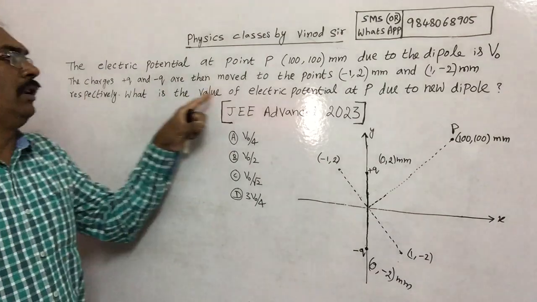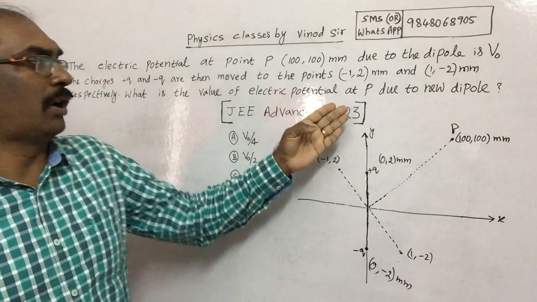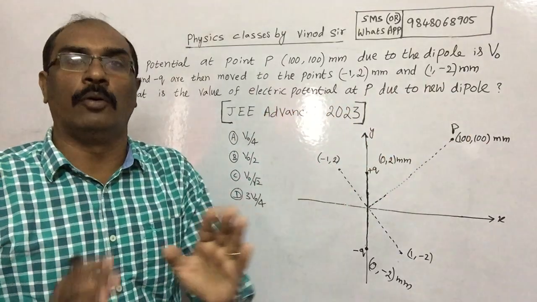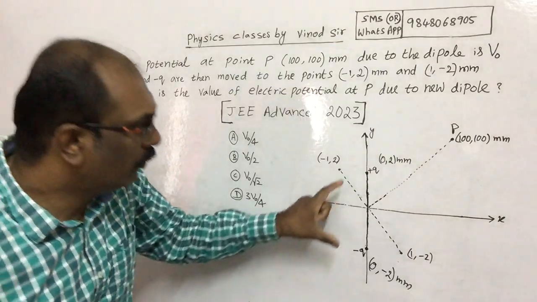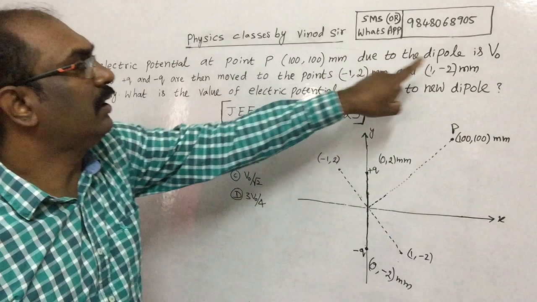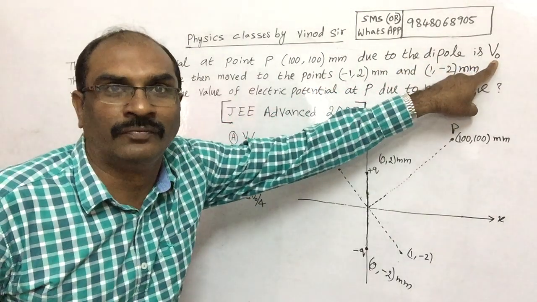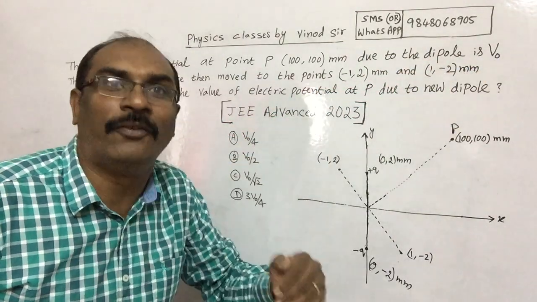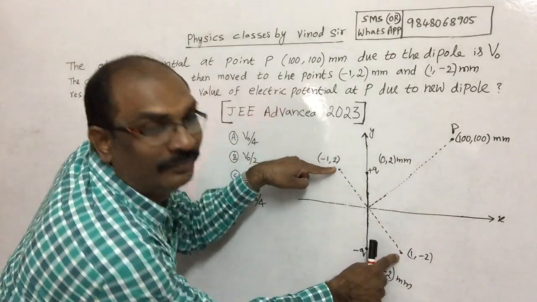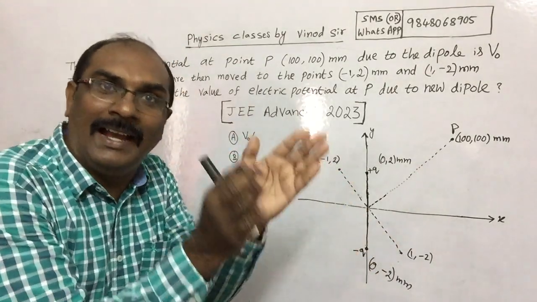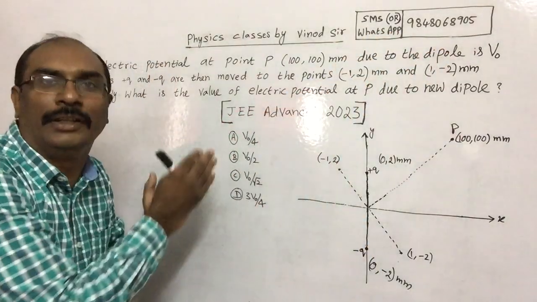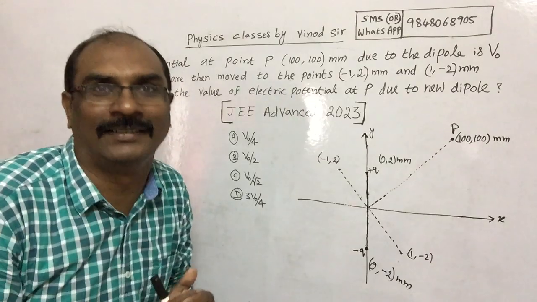What is the value of electric potential at P due to the new dipole? Due to this dipole, the potential is V naught. They are asking us to find the potential due to this new dipole, and they are giving the answers in terms of V naught. So these are the choices. We need to pick the right answer.